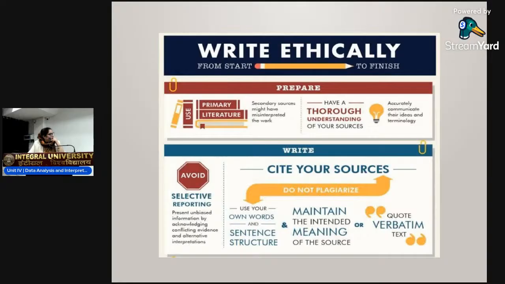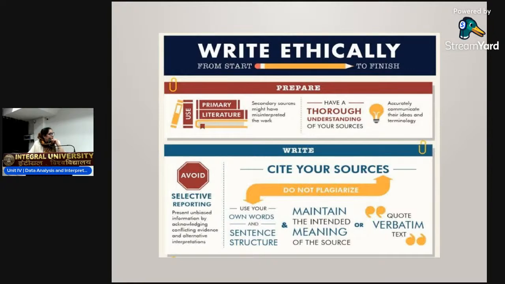Fine. So what will you do? Prepare. Have a thorough understanding of your sources. How many sources did we have? Primary and secondary. Use primary literature. Secondary sources may have misinterpreted the work. We had talked about it yesterday, right?